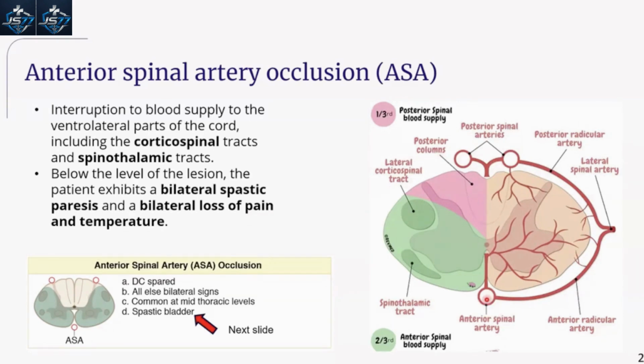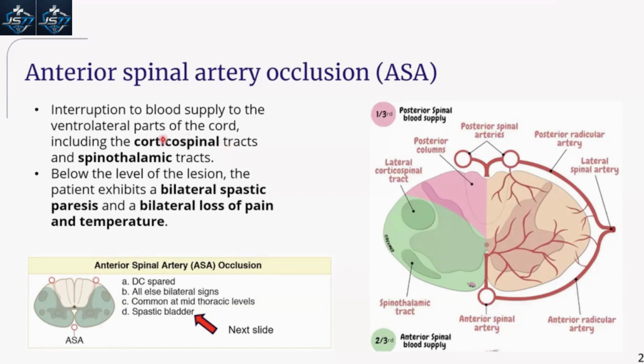So the anterior spinal artery provides blood to this anterior region. The posterior spinal arteries provide blood to this posterior region. They do anastomose or connect via this lateral spinal artery, but this is a tiny little anastomosis. Mostly it is the anterior spinal artery that is in charge of the ventral aspect and the posterior for the posterior aspect. So if anything happens to the anterior spinal artery, if it's occluded, if there's no blood supply here, what do we see affected?